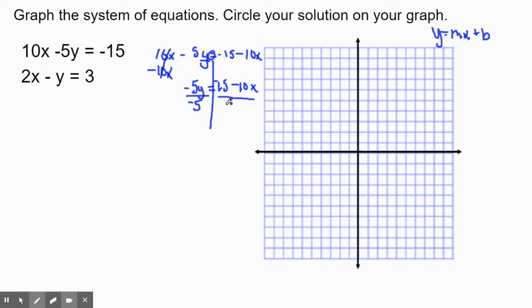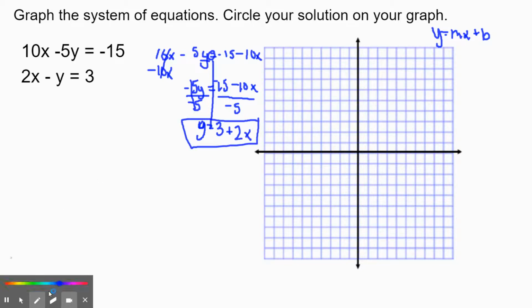Anything I do to one side, I got to do to the other. So those are going to cancel out. Y equals, that's a sloppy y, sorry. A negative divided by a negative makes a positive. 15 divided by 5 is 3. And again, a negative divided by a negative makes a positive. 10x divided by 5 is 2x. So now I have 3 plus 2x. So let's go ahead and graph that.